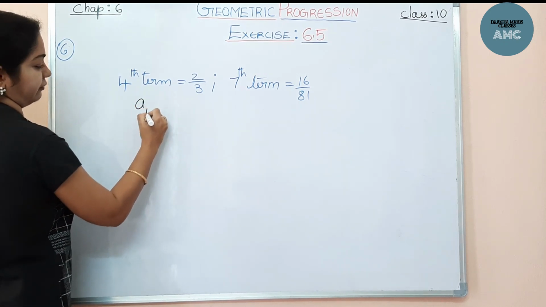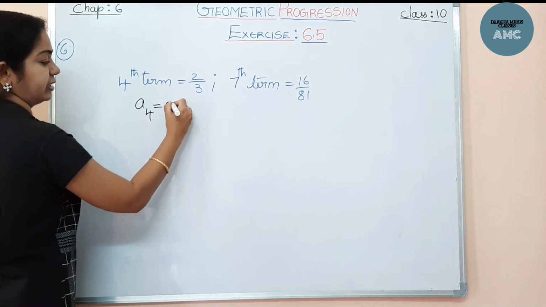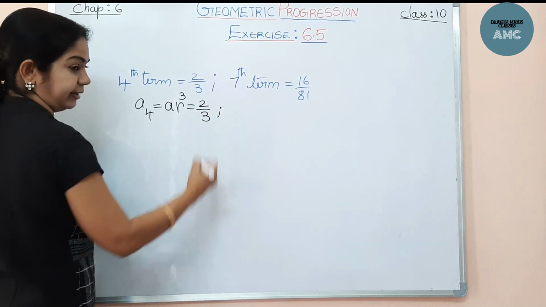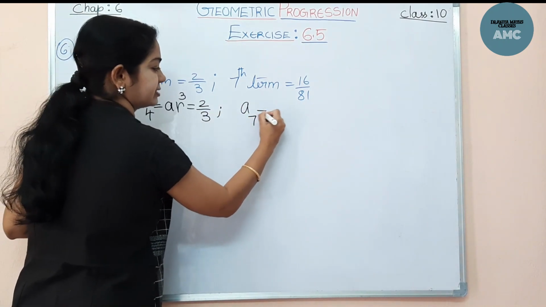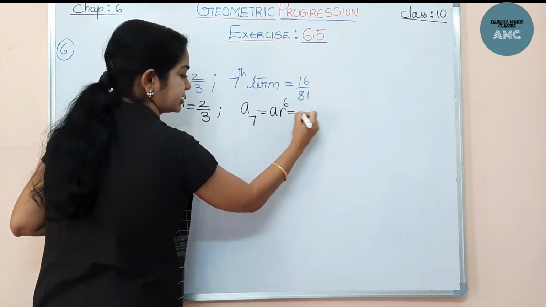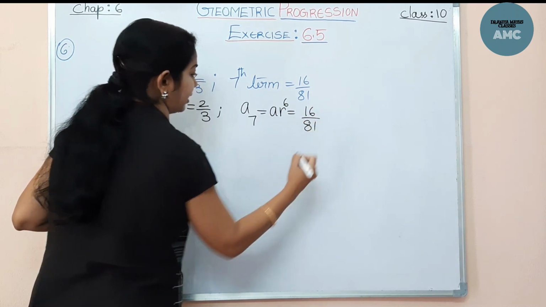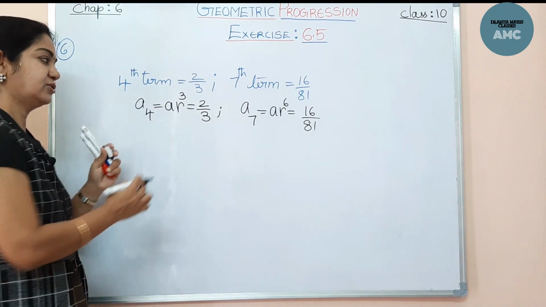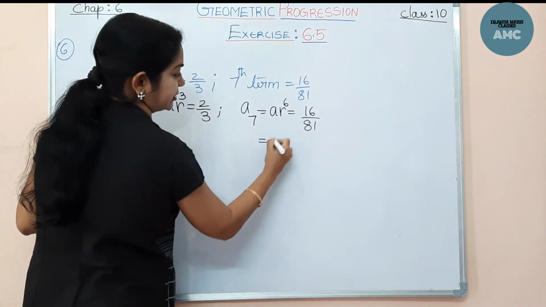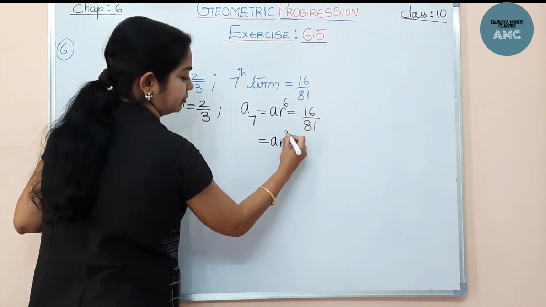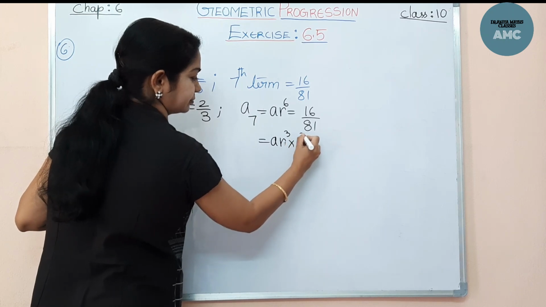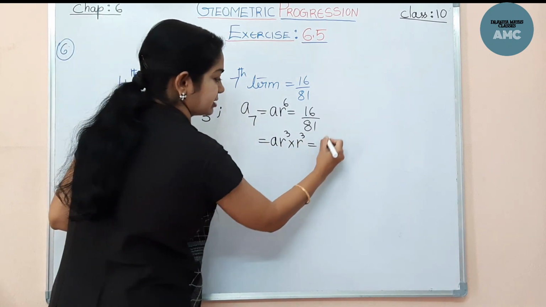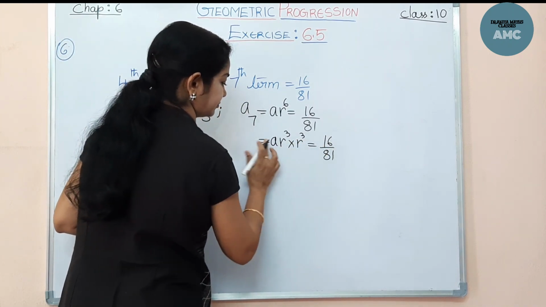A4 is given, that is A4 is AR cube, given as 2 by 3. And A7 is clearly AR raised to the power of 6, that is 16 by 81. Now see both of them; we will substitute one in the other. So this is the bigger one. Let me deduce this. I can write this as AR cube into R cube. So that means we will add the exponents, 3 plus 3, that is 6. So this is 16 by 81.